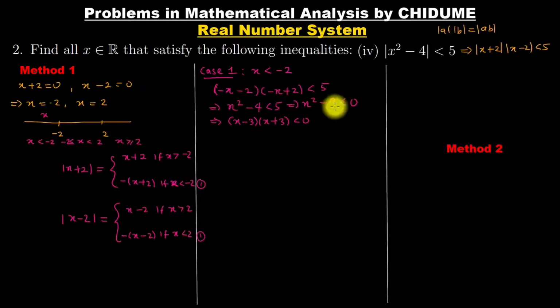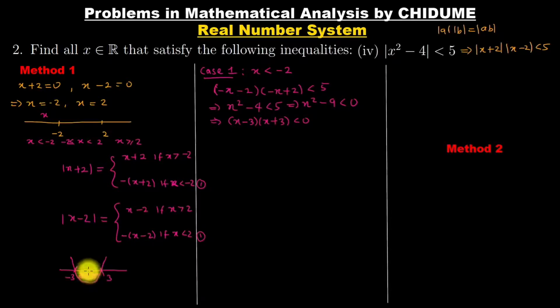This is a quadratic graph, and if you plot your quadratic equation, it will look like this, because the coefficient of x squared is positive. The graph is going to cut at 2 points, at point -3 and at point 3. Now because this is less than 0, you are looking at the values of x for which the graph is less than 0. So the part of the graph that is less than 0 is just this part here.